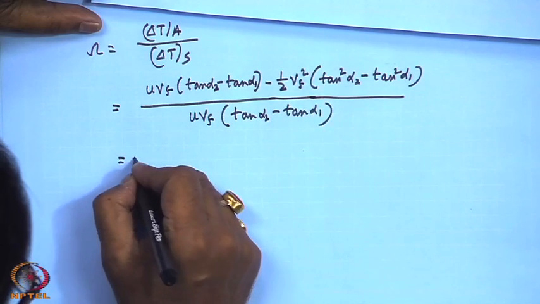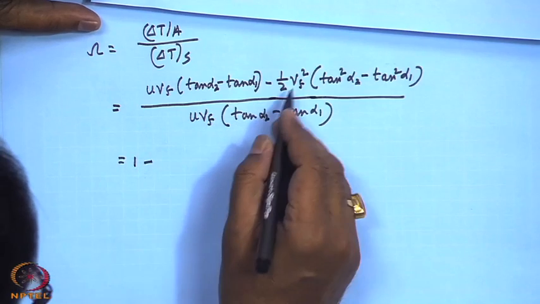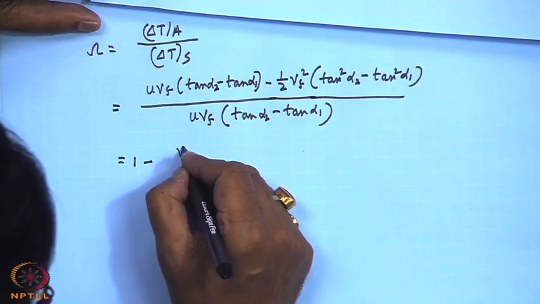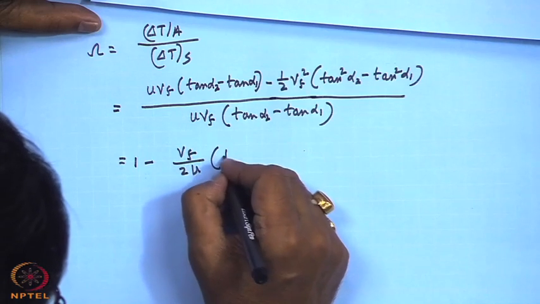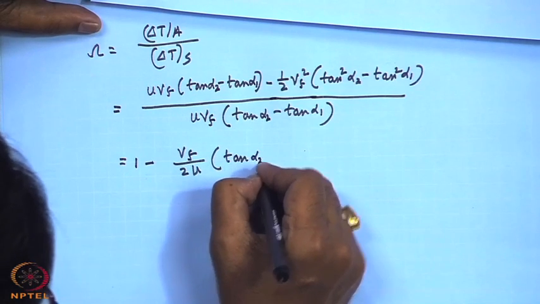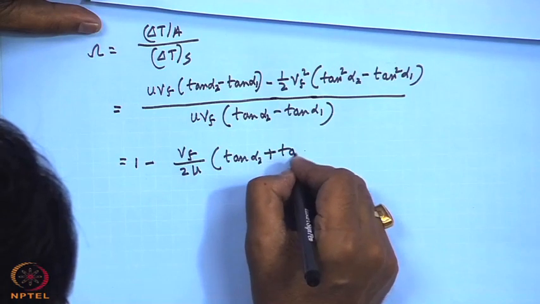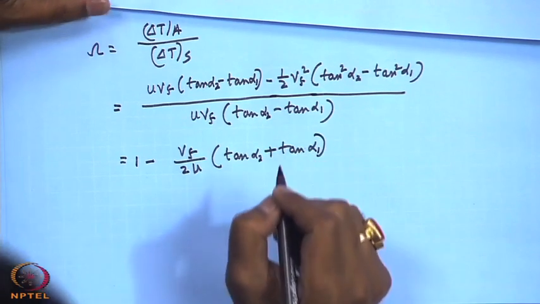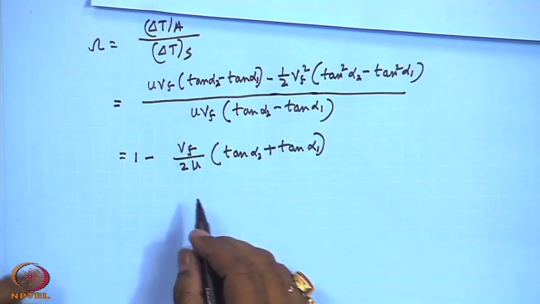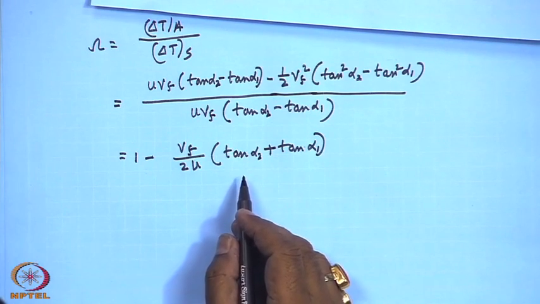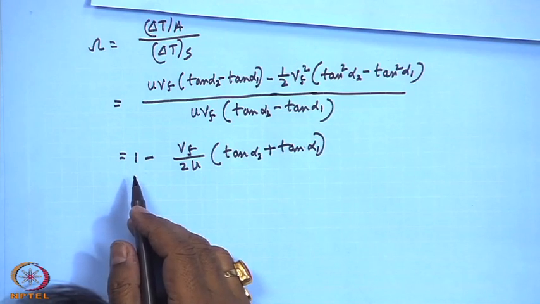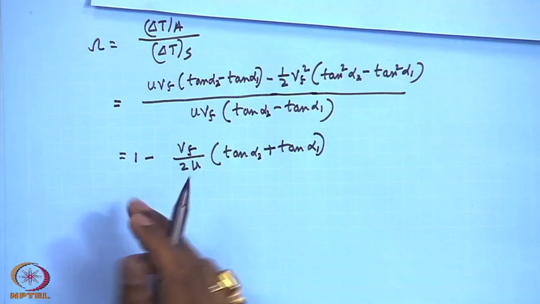This can be written as 1 minus, then Vf will cancel, that is Vf by 2u, and this will be tan of alpha 2 plus tan of alpha 1. Okay. Now, this is the definition. Okay. Now, this tan of alpha 2 plus tan of alpha 1. So, this is the final definition of the degree of reaction.